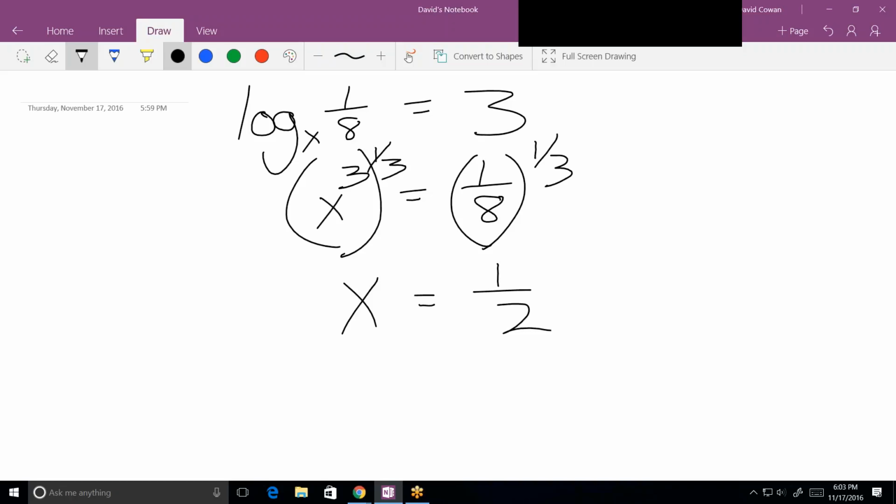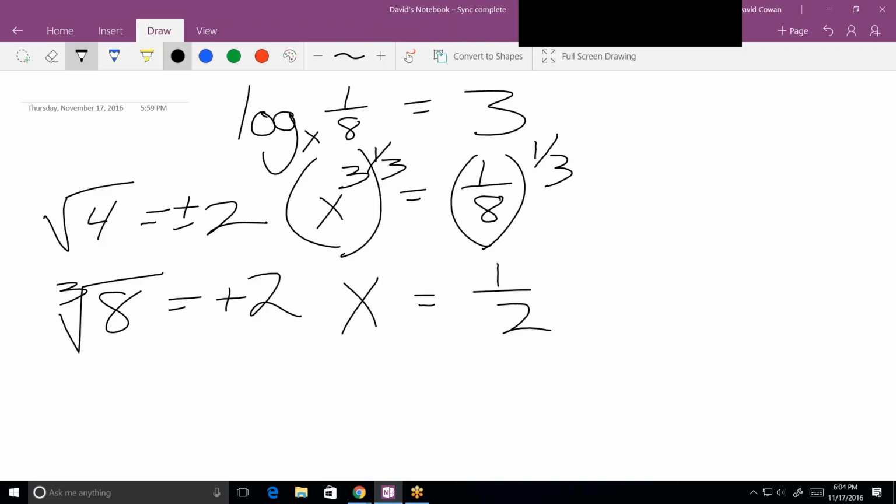Positive, not plus or minus, because only 1/2 times 1/2 times 1/2 equals 1/8. If I had negative 1/2, it would equal negative 1/8. So taking cube roots is not the same as taking square roots. If I took the square root of 4, it's plus or minus 2. But if I take the cube root of 8, it's plus 2 only. And if I take the cube root of minus 8, it's minus 2 only.